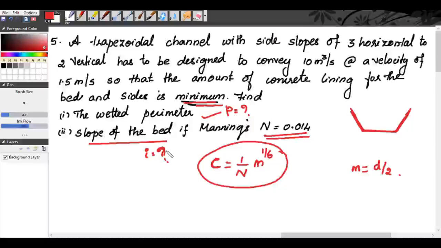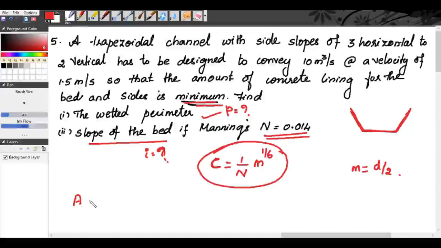You need to find the wetted perimeter. So the only difference is using the Manning's formula to find the Chezy's constant. So you will get, I will give you the answer. See, discharge is given, velocity is given.